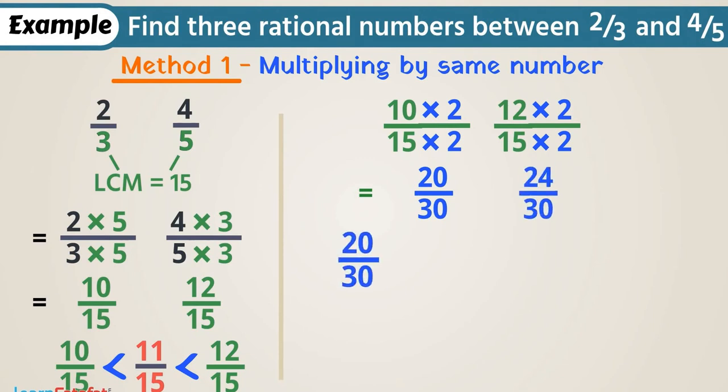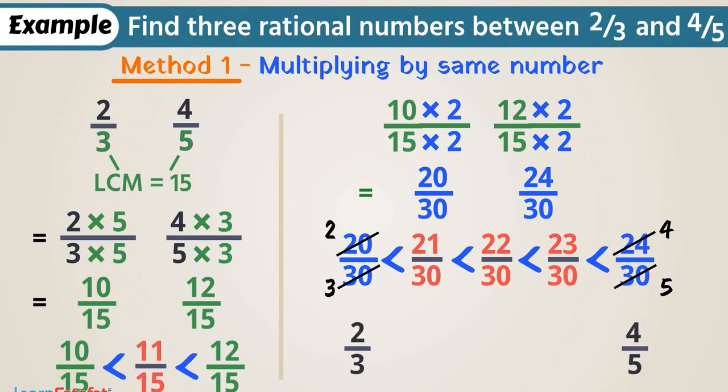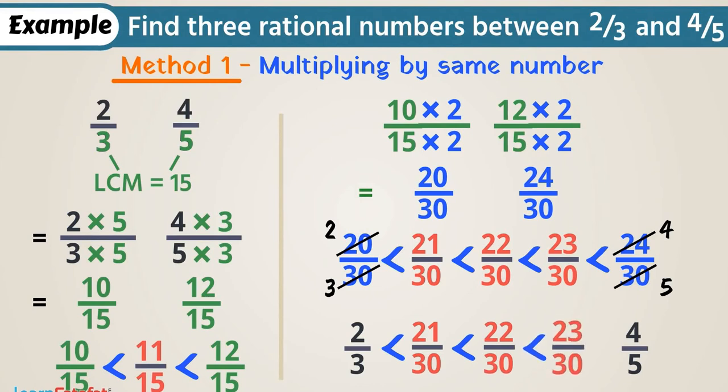So rational numbers between 20 by 30 and 24 by 30 are 21 by 30, 22 by 30 and 23 by 30. Here, as 20 by 30 has same value as that of 2 by 3 and 24 by 30 has same value as that of 4 by 5. So that means these rational numbers must be present between 2 by 3 and 4 by 5. Thus, the rational numbers between 2 by 3 and 4 by 5 are 21 by 30, 22 by 30 and 23 by 30. Note that 22 by 30 is same as 11 by 15 that we found earlier.